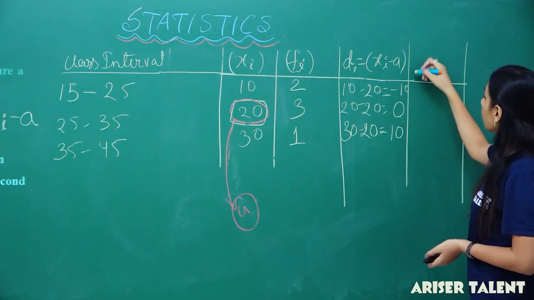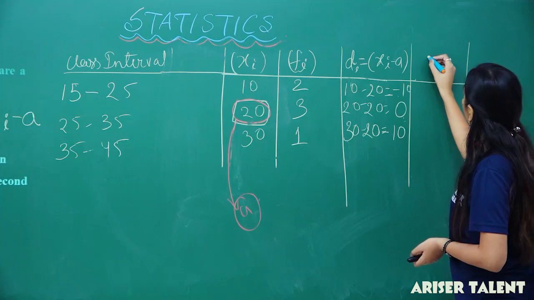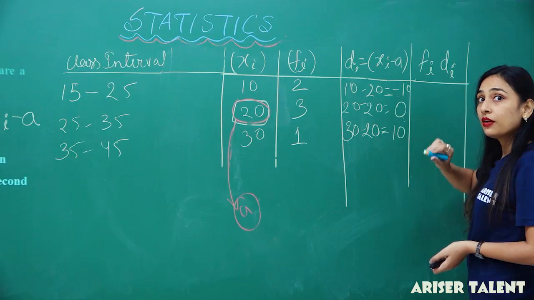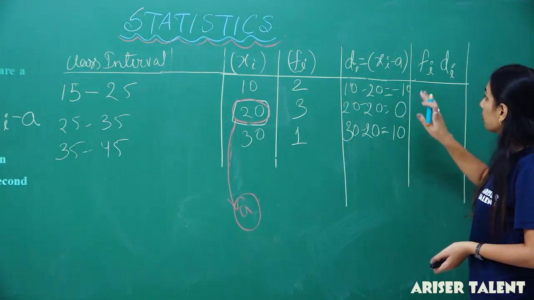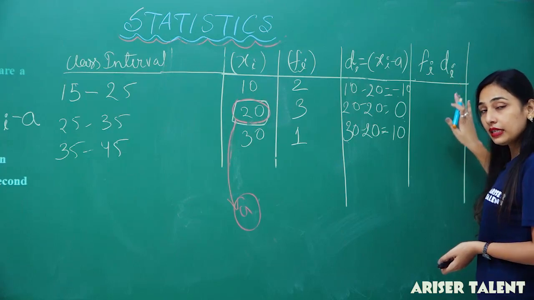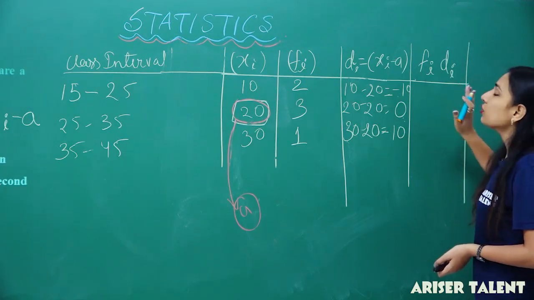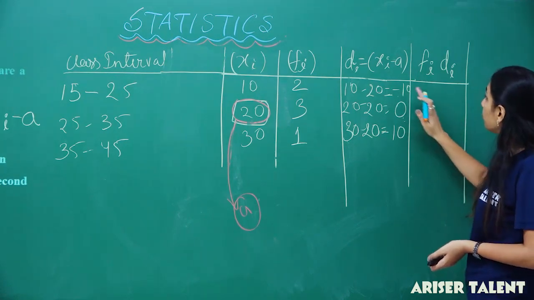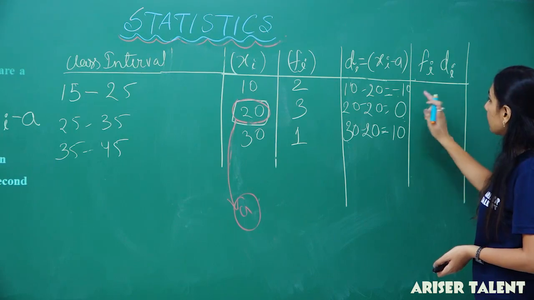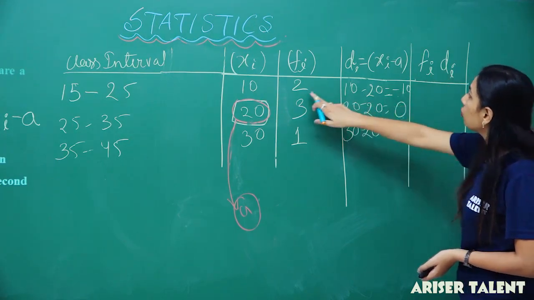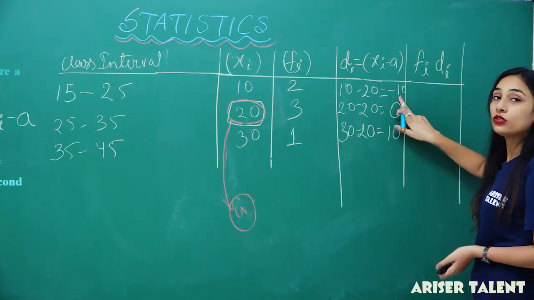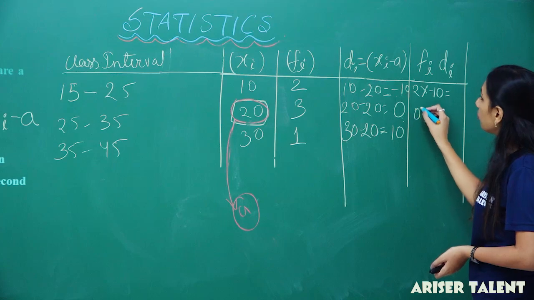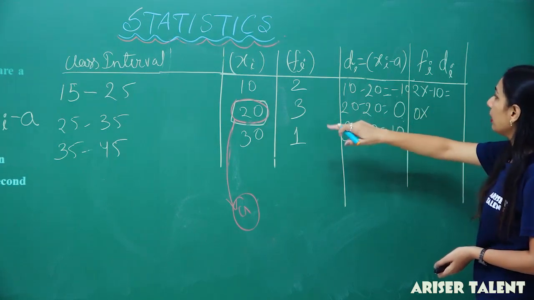In this last column, we are going to put the value of Fi di. In previous ones we have done the Fi, but in this particular method, which is the deviation method, we have to do Fi multiplied by di. So Fi here is 2 and di is -10, so that will be 2 multiplied by -10 here, then here 0 multiplied by di is 0.